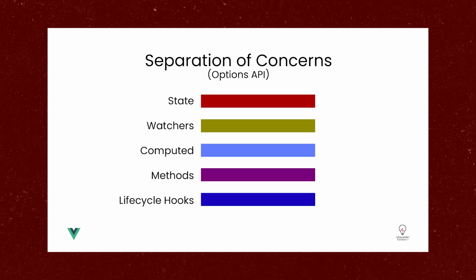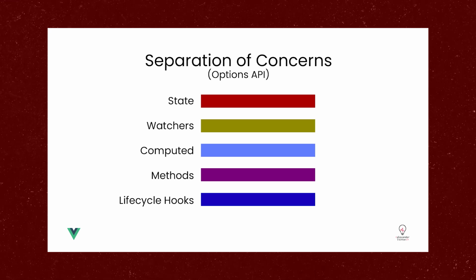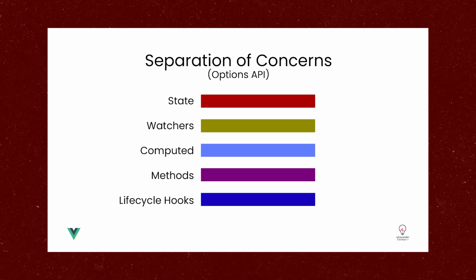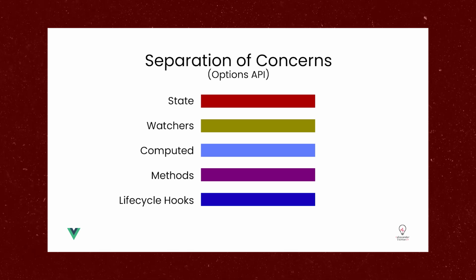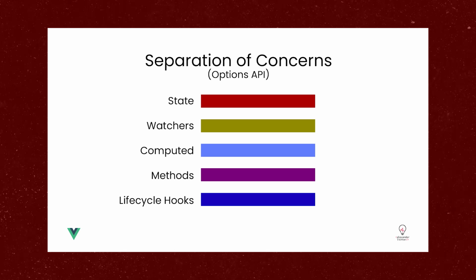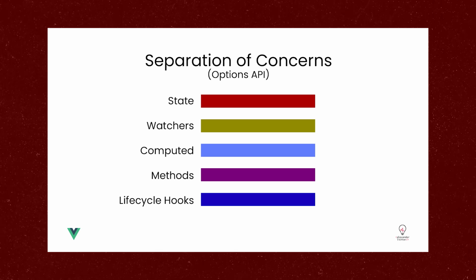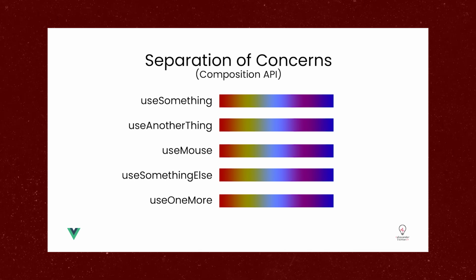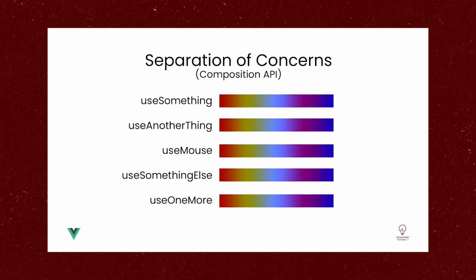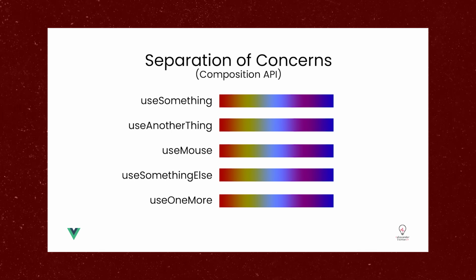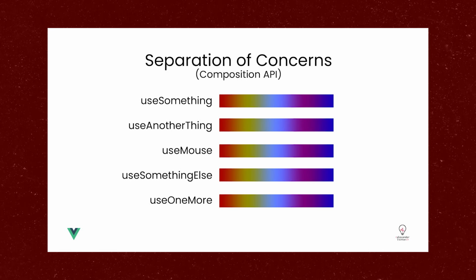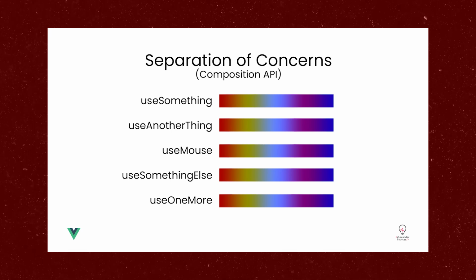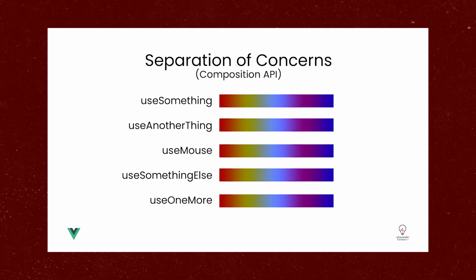Separation of concerns for the options API is pretty much state and watchers, computed, methods, and lifecycle hooks, and they're all mapped in one thing, right? State and data, watchers and watch, computed, and so on. You get the gist. But if we switch to composition API, we have a little different structure. Now we have composables in a way, right? So we have like use something, and it might have some state, it might have some watchers, some computed, and so on. So it's all in there. Or like use another thing, use mouse, use something else, and so on and so on.